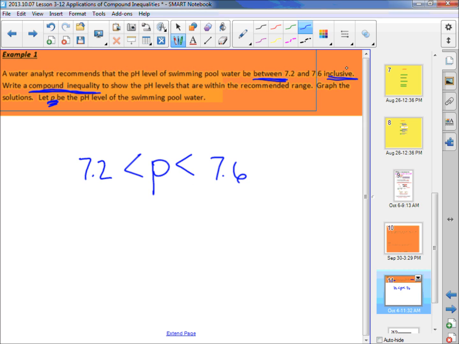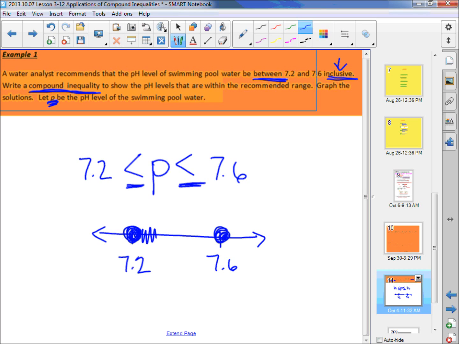Now also, right here, because of the word inclusive, I know that 7.2 is included. So I put an equal to symbol here. So that tells me that 7.2 and 7.6 are included. And then for my graph, I would do 7.2 to 7.6, closed circles, and shade in between.